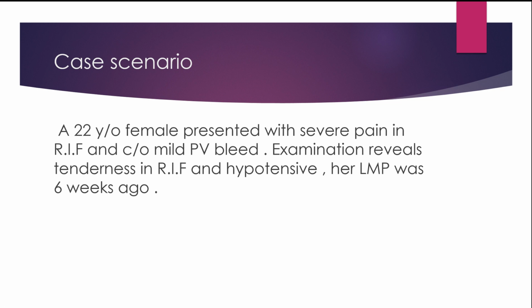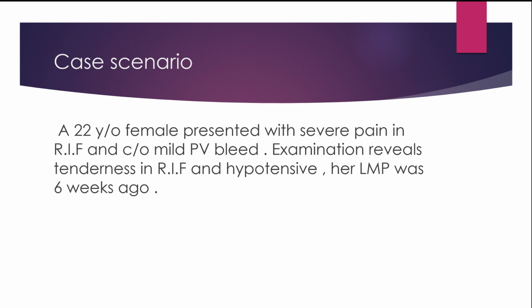Recall the lecture on PV bleed, remember the flow chart, how to approach a patient with PV bleed. First, look at the presentation, which is less than 24 weeks of gestation. So either it could be abortion, ectopic pregnancy, or gestational trophoblastic disease, because only these three differential diagnoses should come up in your mind as she is presenting within 24 weeks of gestation. Young age, 22 years old, severe pain in right iliac fossa plus per vaginal bleed. It represents that this is a case of ectopic pregnancy until proven otherwise.